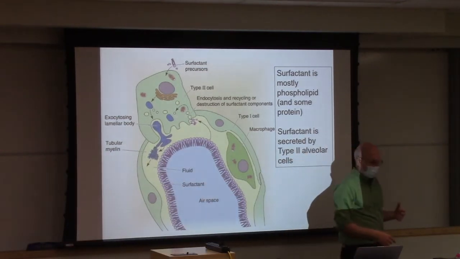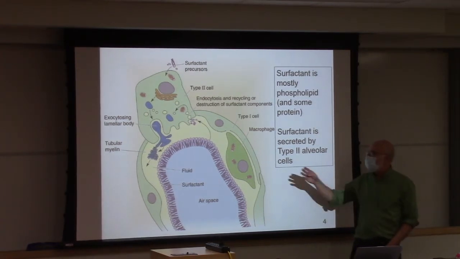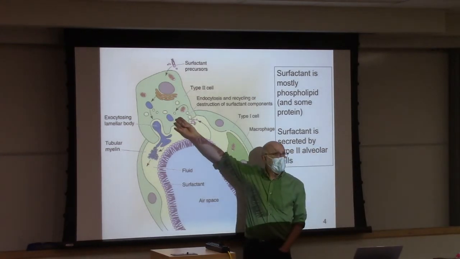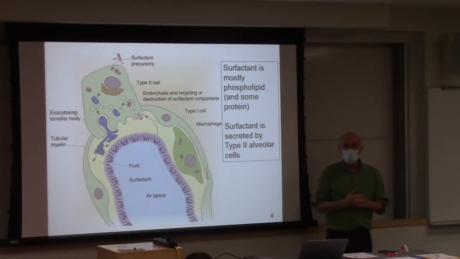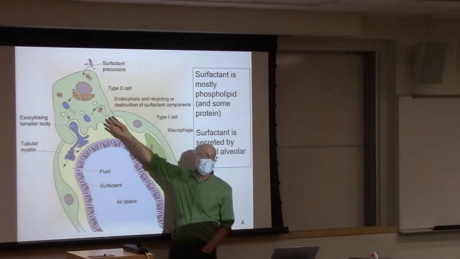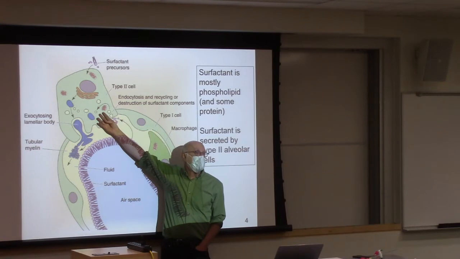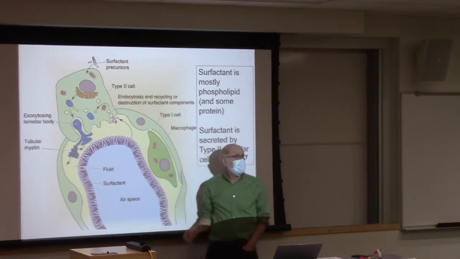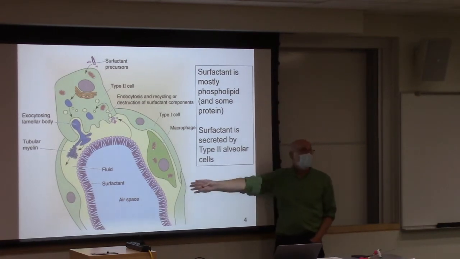Why do we do this? Well, I'll tell you it's important. This is essential. Premature babies die because they are born before the type 2 cells produce surfactant. So extremely premature babies die from respiratory failure because these type 2 cells don't develop until the end of the third trimester. So if they're born too early, they die because they can't produce surfactant.